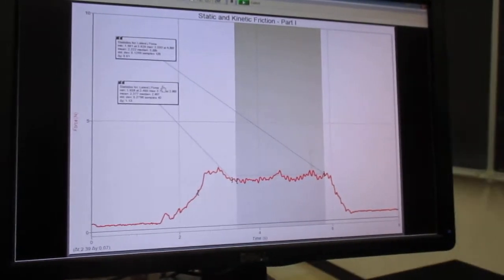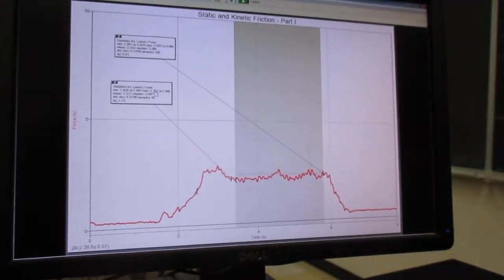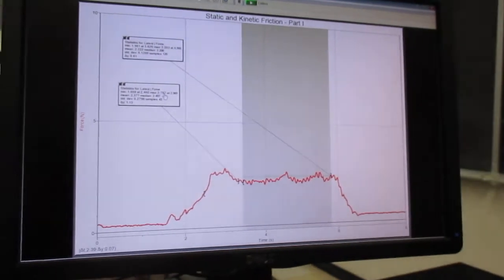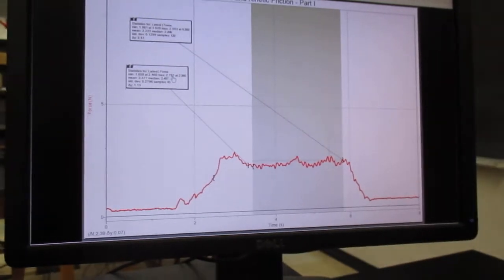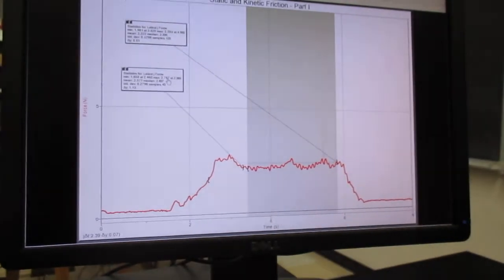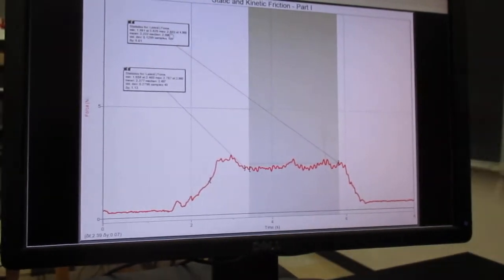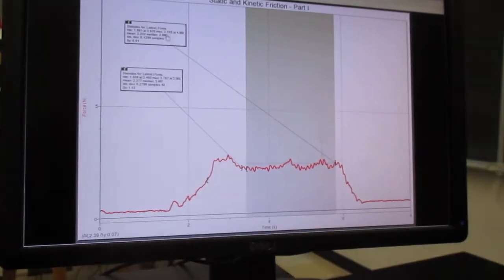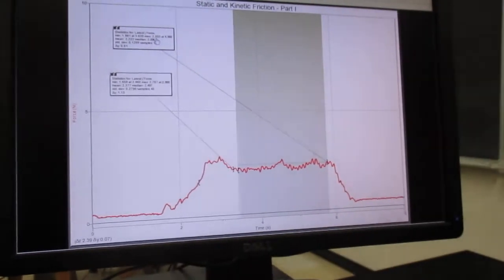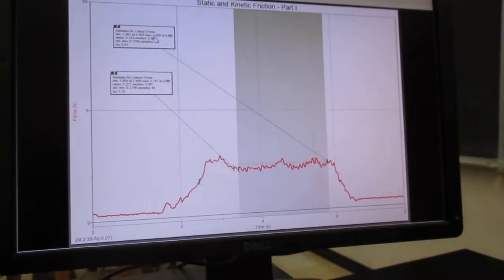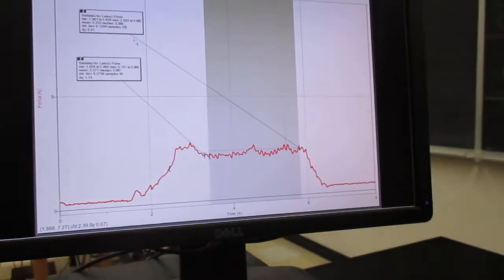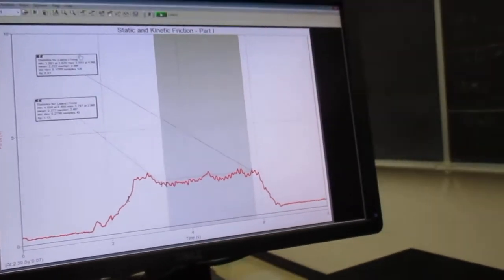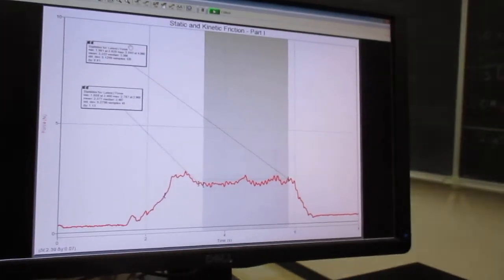So our peak static friction value for our first mass can be recorded for trial 1. And that's our first data table. We can also simultaneously record our kinetic friction from this portion of the graph when it's moving. And that's our second data table. Okay, so that's how we're collecting that data.